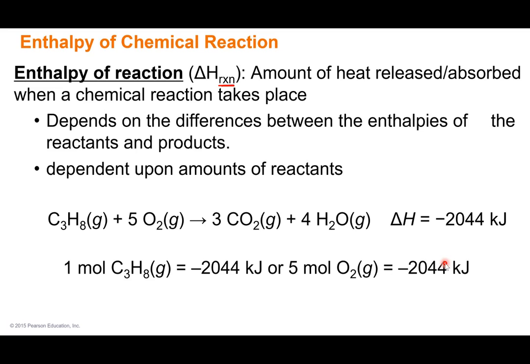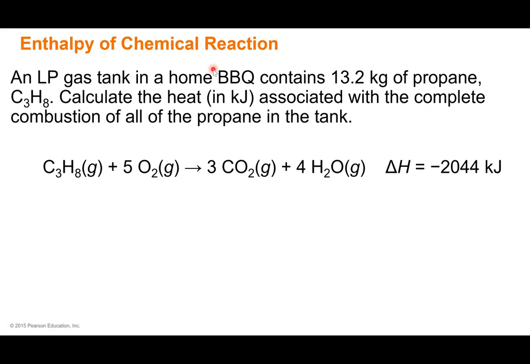Okay. So now we can tie together this idea of the enthalpy of the reaction, the fact that it depends on the amounts of reactants, and we can do a problem that looks something like this. So let me set this up for you, then we'll work it together. A gas tank on a home barbecue contains 13.2 kilograms of propane, and this hydrocarbon right here happens to be propane. Calculate the heat in kilojoules associated with the complete combustion of all the propane in the tank.